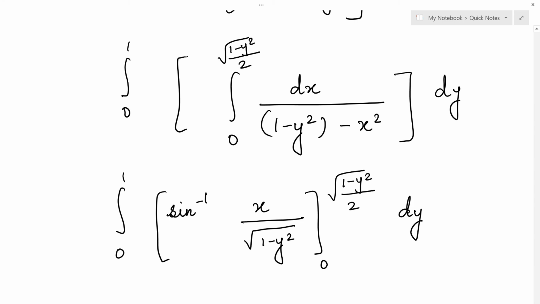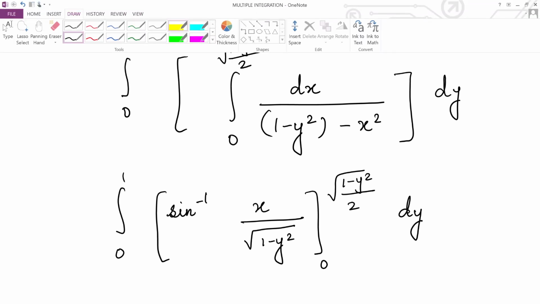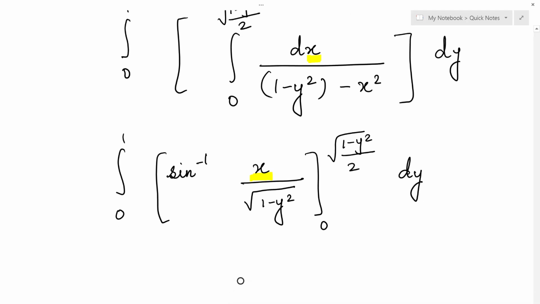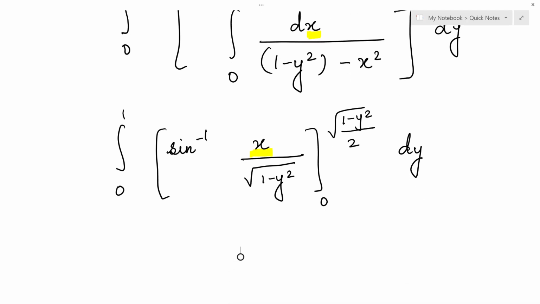Again, I'll make a note of this. We have integrated with respect to x, so the limits of integration should be substituted only in x. Don't get confused. I'm repeating again and again. That may be a repetition for some, but for those who do not understand, if we repeat again and again, it fits in the mind properly. So the limits are to be substituted in x alone.